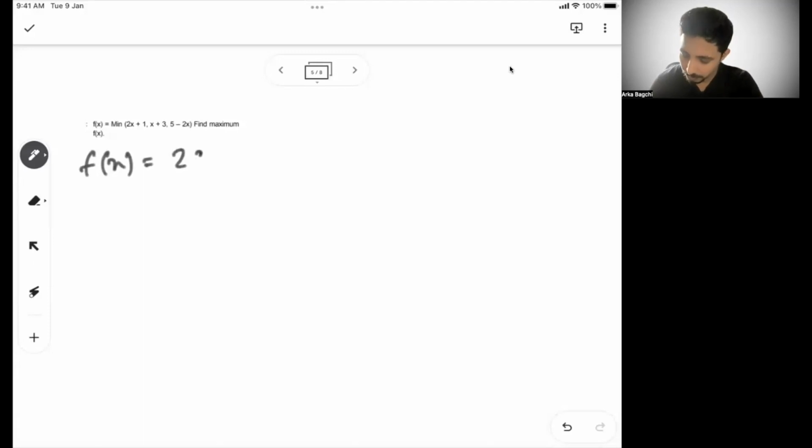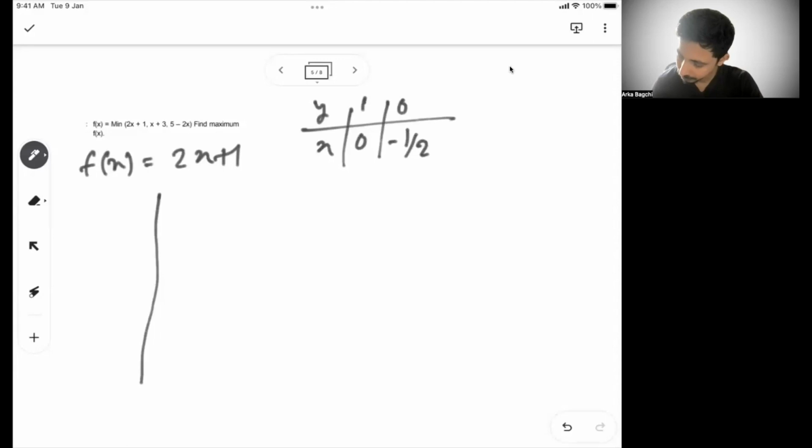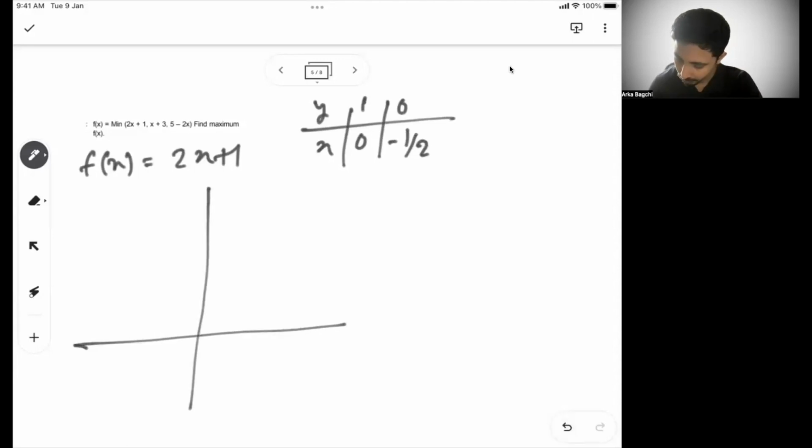So what is 2x plus 1? If I put y and x, when x is 0, y is 1, and when y is 0, x is minus half. So if I have to put it in a graph, x is 0, y is 1, x is minus half, y is 0. So the line will go like this. So this is 2x plus 1, right?